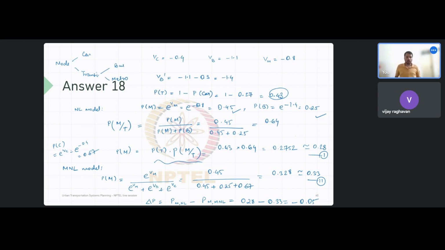So is it clear? Fine. Moving on to the last question. So the answer is minus 0.05. I'll just mark it.